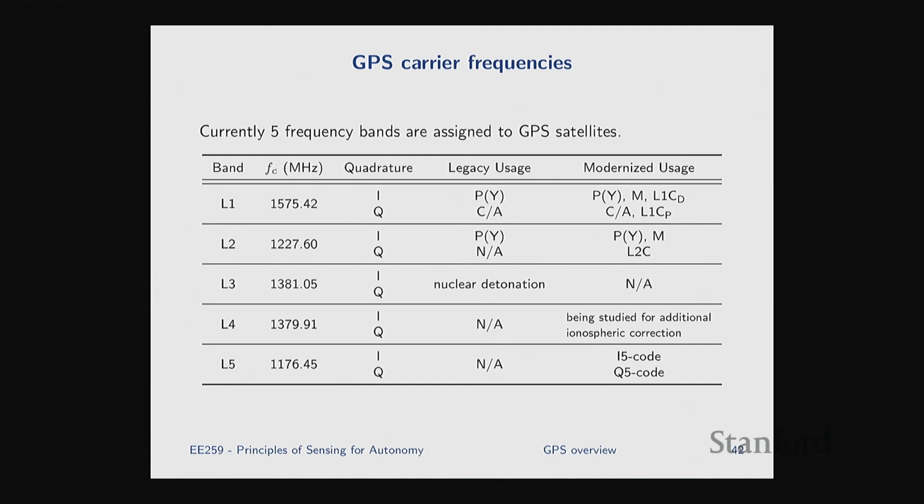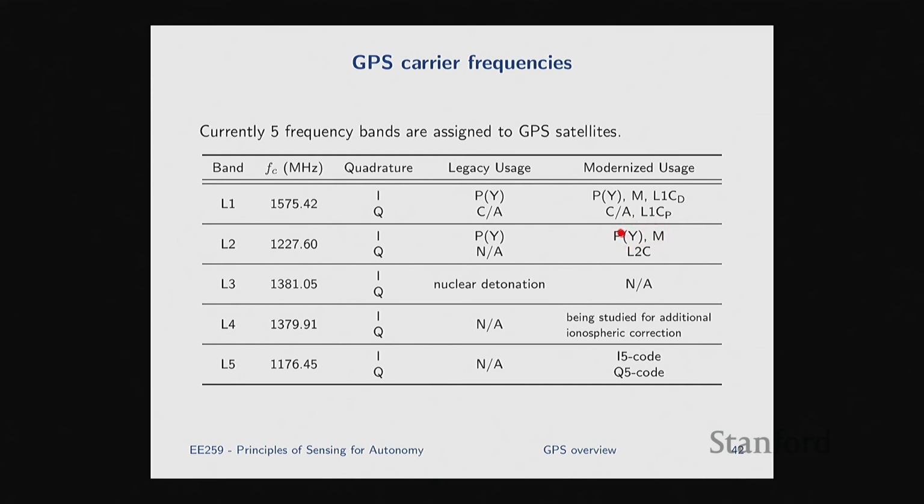Okay, this is the same table we saw before, but hopefully at least these names are familiar to you. As you see now, if you look at the modernized one, L1 is pretty busy. We are transmitting a lot of stuff on L1. There's still the legacy military P(Y) code. There's a modern military code. There's the L1C D, which is the data part of L1C, on the in-phase. And then on the quadrature of L1, we have the legacy C/A code for civilian, and then the modern L1C, also for civilian.